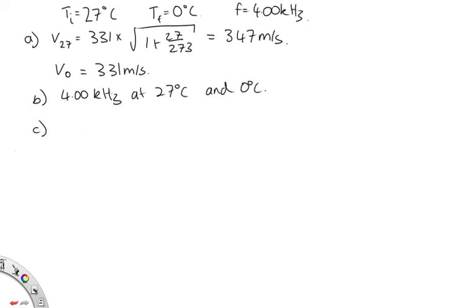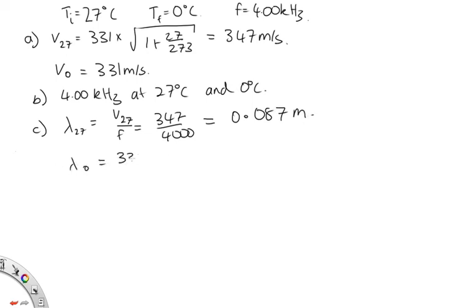And C, we were asked to calculate the wavelength. The wavelength at 27 degrees C is equal to the velocity at 27 degrees C over the frequency, which is 347 over 4,000. That gives us 0.087 meters. At 0 degrees, it's equal to 331 over 4,000, which gives us 0.083 meters.